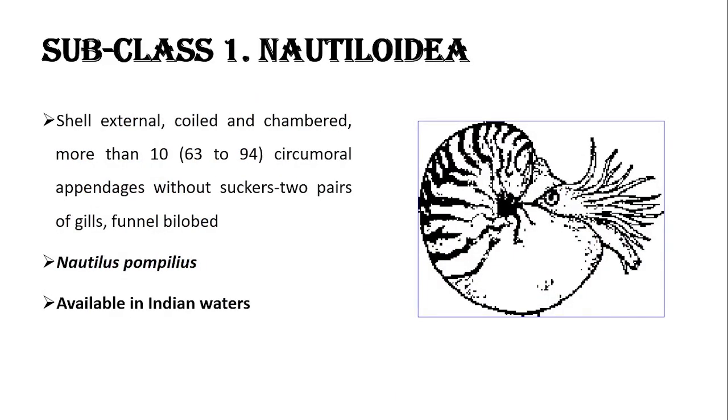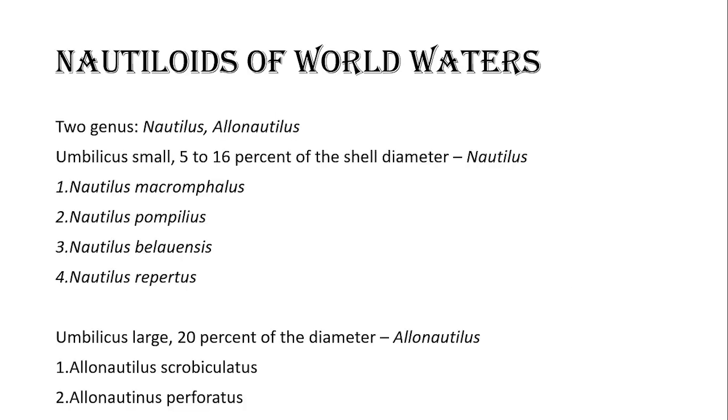Generally, based on taxonomical characters, subclass 1, the Nautilida, has external, coiled, chambered shells, more than 10 circumoral appendages without suckers, 2 pairs of gills, and a hooded bilobed structure. For example, Nautilus pompilius is available in Indian waters. These are the Nautilus species present in the world's waters. The two genera are Nautilus and Allonautilus.